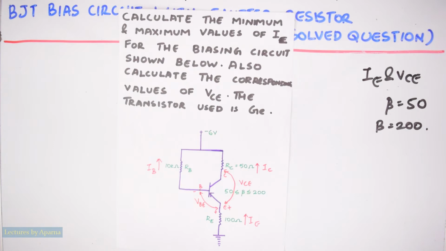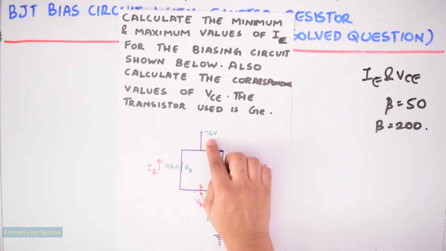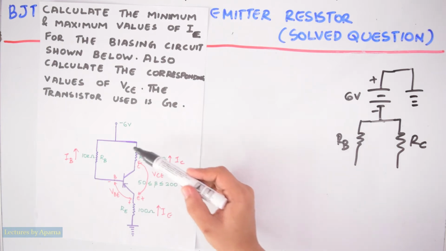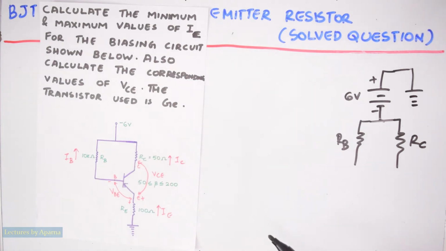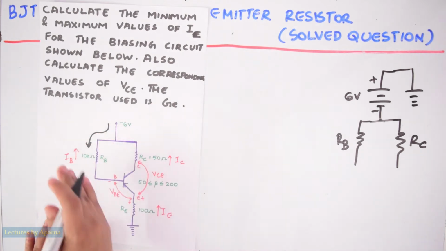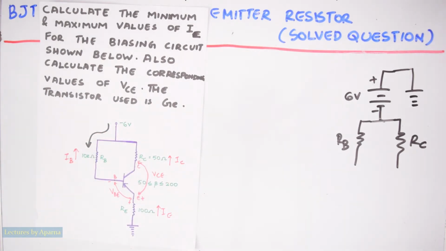Now let us consider the input section and write the loop equation using KVL or Kirchhoff's voltage law. KVL says that the algebraic sum of voltages in a loop will be equal to 0. So starting from here, this connection is actually like this. Here negative terminal of the battery is connected to RB and RC. That is why it is shown as minus 6 volt here. So we have to start analyzing from here and then go to the input section first. So we can write the loop equation like this.